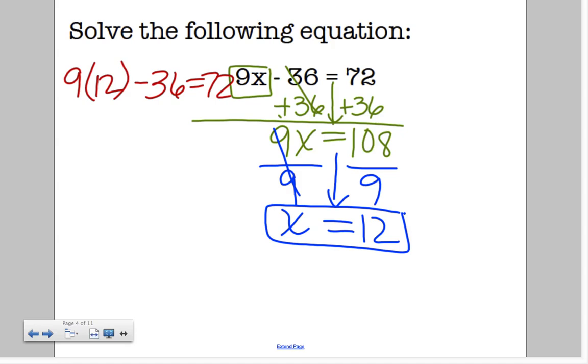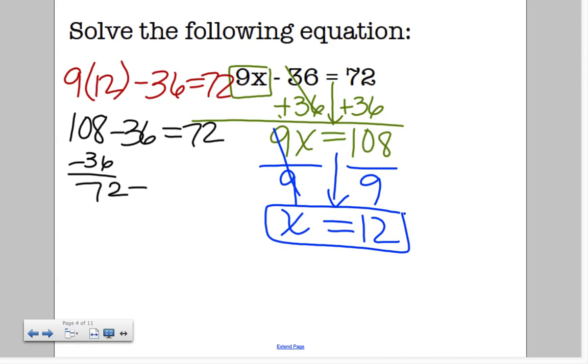What would we always do first, Jen? Absolutely, always. So 9 times 12 is 108. We're going to bring our negative 36 down. And obviously this side has to equal what? 72. Yeah, we have to make sure that it equals 72. So is 108 minus 36 72? Yes. Sure about that? 8 minus 6, 2. 10 minus 7 is 72. Indeed. It's a miracle. Well, you did it with me, so hopefully we got that right.